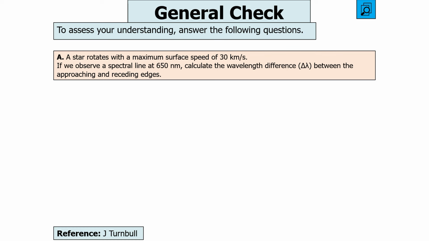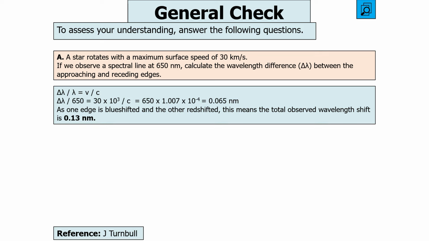So we know change in lambda over lambda is equal to v over c. We can then pop all the values in and work out change in lambda. So we get 0.065 nanometers. As one edge is blue shifted and the other is red shifted, that means our total observed wavelength shift is going to be double that value, so it's 0.13 nanometers.